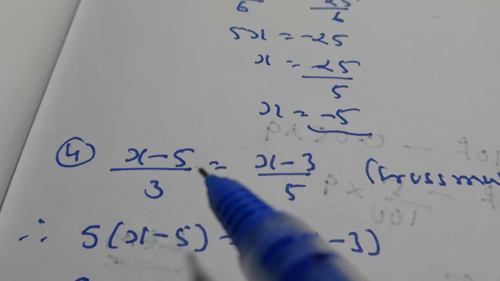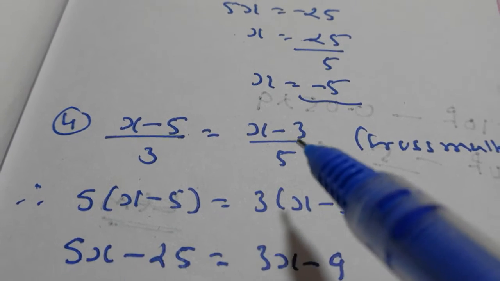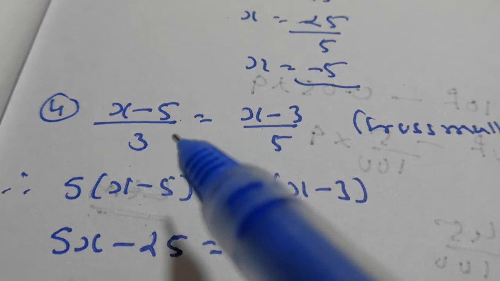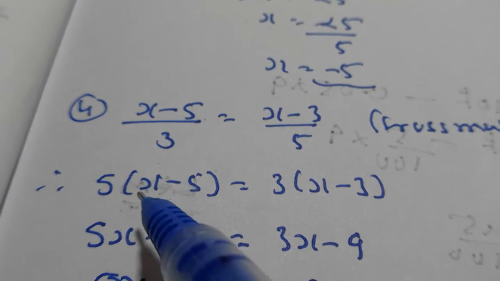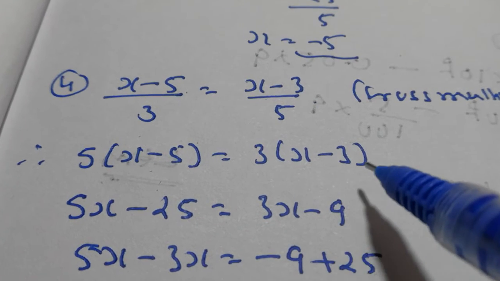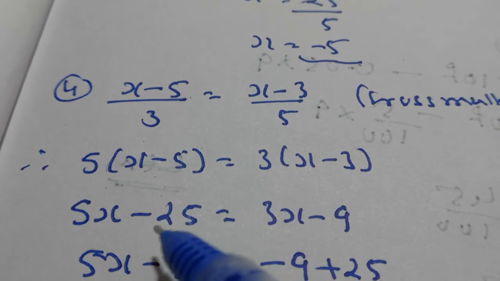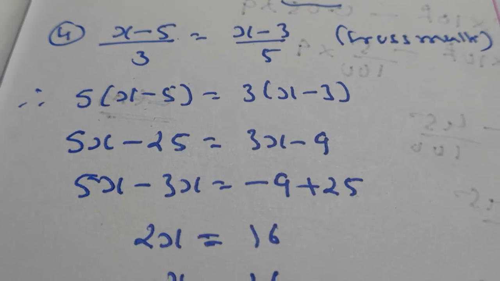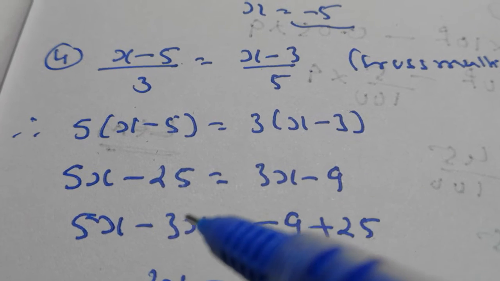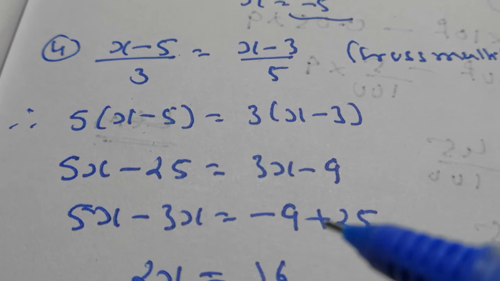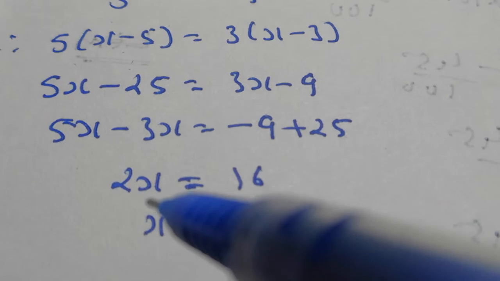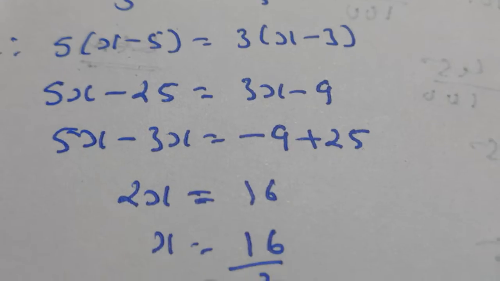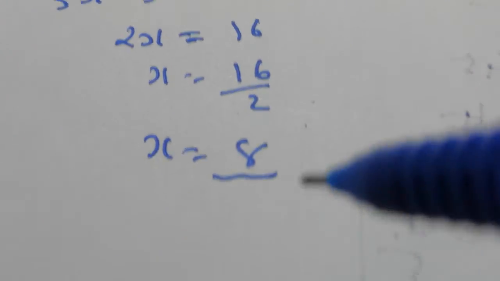Sum number 4. x minus 5 upon 3 is equal to x minus 3 upon 5. I am going with cross multiplication. I will take 5 on the left hand side and 3 on the right hand side as multiplication. So 5 into x minus 5 is equal to 3 into x minus 3. So 5 into x is 5x minus 5 fives are 25. 3 into x is 3x minus 3 threes are 9. So 5x minus 3x is taken to the left hand side and minus 25 on the right hand side becomes minus 9 plus 25. So 5x minus 3x is 2x is equal to 16. So x is equal to 16 upon 2. So x is equal to 8.